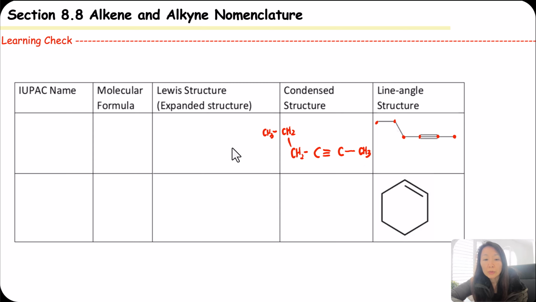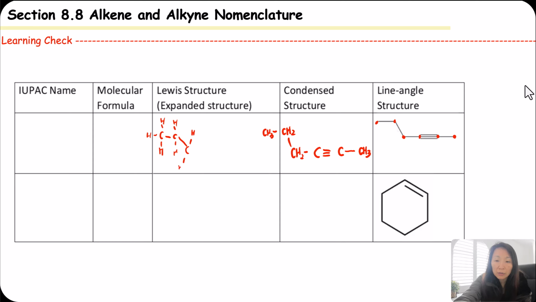Okay, what about the Lewis structure? Lewis structure is just an expanded form of this. Now, if you find that drawing a Lewis structure first is easier for you, then stick with that. It might be easier just because then we could count how many hydrogens are present. Okay, what's the molecular formula? There are 6 carbons here, so C6. Let's count how many hydrogens. 1, 2, 3, 4, 5, 6, 7, 8, 9, 10. So that's H10. What's the IUPAC name?